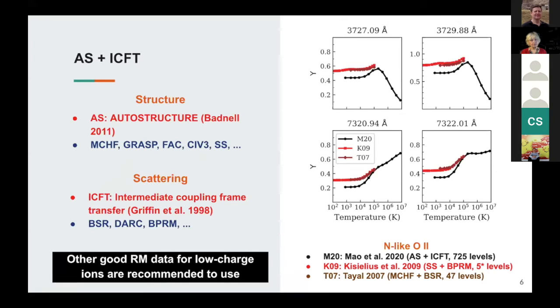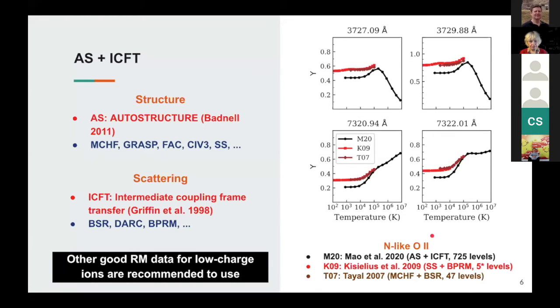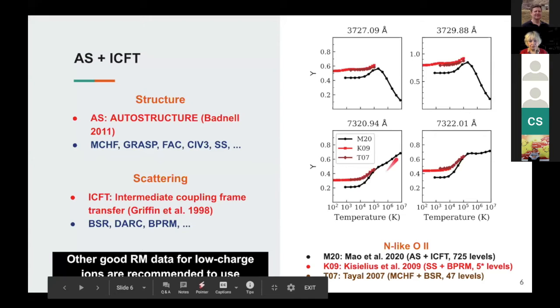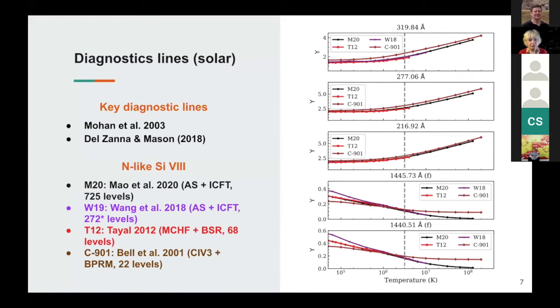But this comes with a price that for low-charge ions, we have less accurate data. This is an example of nitrogen-like oxygen 2, and the same holds for carbon-like oxygen 3 as well, where the black one is the present results, and we have less accurate data compared to other calculations. So users need to use it with caution, especially the optical astronomers here. But for most of the ions, we are actually fine.